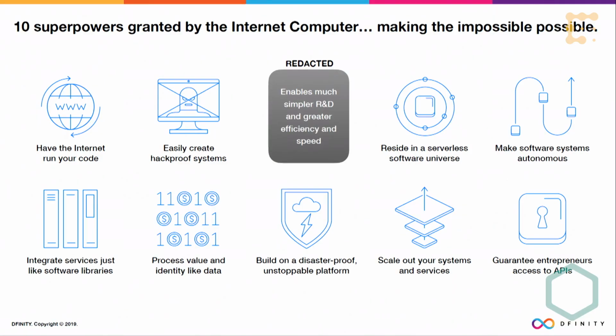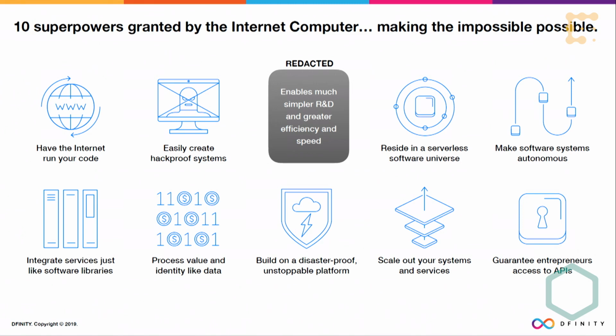So there are 10 major superpowers that the internet computer grants to software. Some obvious, some less so. I can talk about 9 of them today. One is kind of obvious. Have the internet run your code. Write software that runs on the internet rather than on proprietary infrastructure owned and run by some tech giant where you're a captive customer, right? It's a bit like using the internet for your network rather than AOL. That's a superpower.